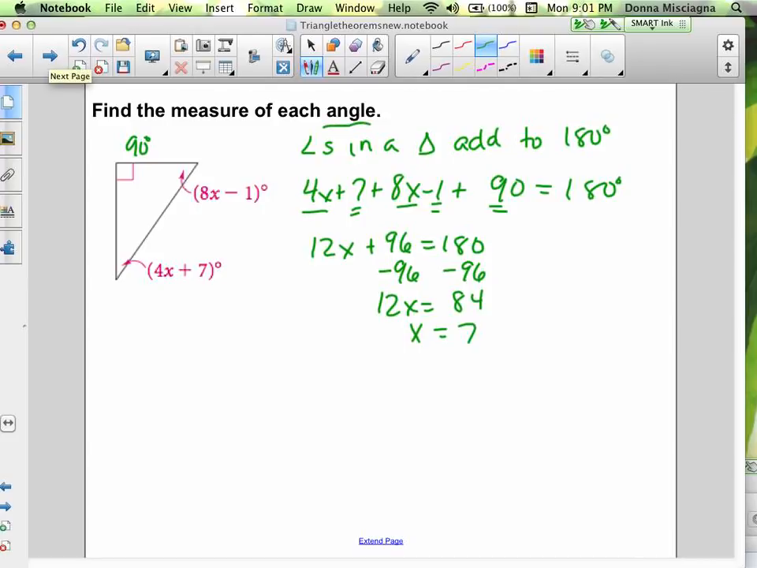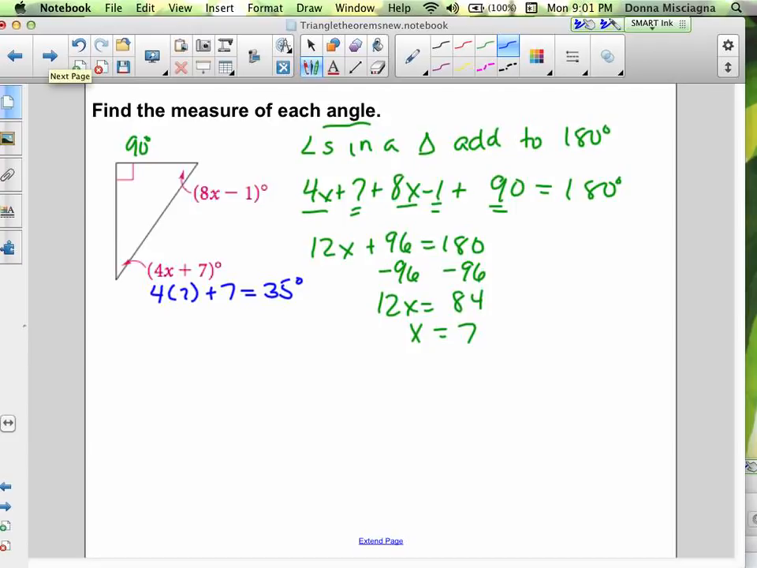All right, so now we want to find the measure of each angle. And so we can't just stop at finding x. We already know the 90-degree angle, so we don't need to do anything there. But let's plug in the 7 here. And so we have 28 plus 7 is 35 degrees. And 90 plus 35 is 125.